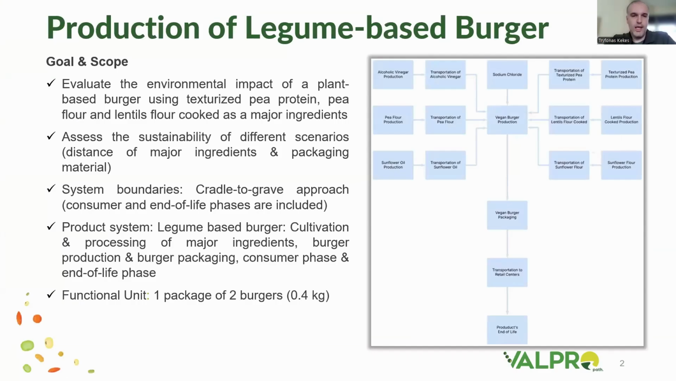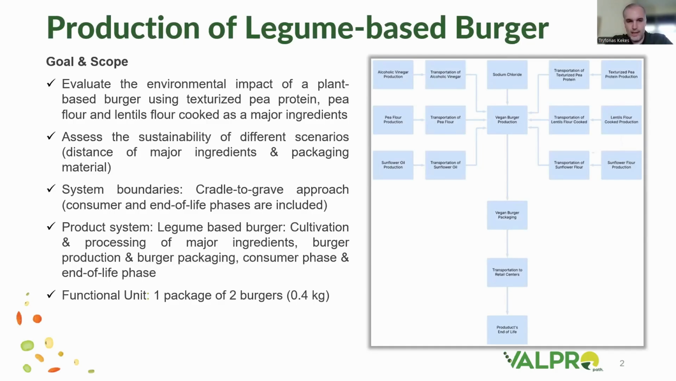As mentioned, today we are going to present the results from 2 different business cases. The first business case involves the production of a legume-based burger. Our main goal was to evaluate the environmental impact of an already existing plant-based burger that uses pea protein, pea flour, and lentil flour as the main ingredients, and then discuss and evaluate different scenarios that can improve the environmental sustainability of the business case. These scenarios focused on the transportation distance of the major ingredients and the use of alternative packaging materials.